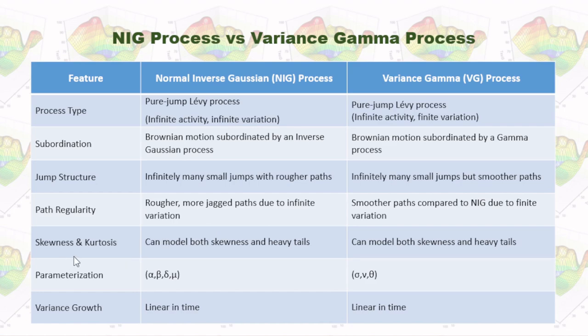For the skewness and kurtosis, both of them can model skewness and heavy tails. And the parameters, of course, they are different. And for the variance growth, it's quite similar. They all have linear in time.